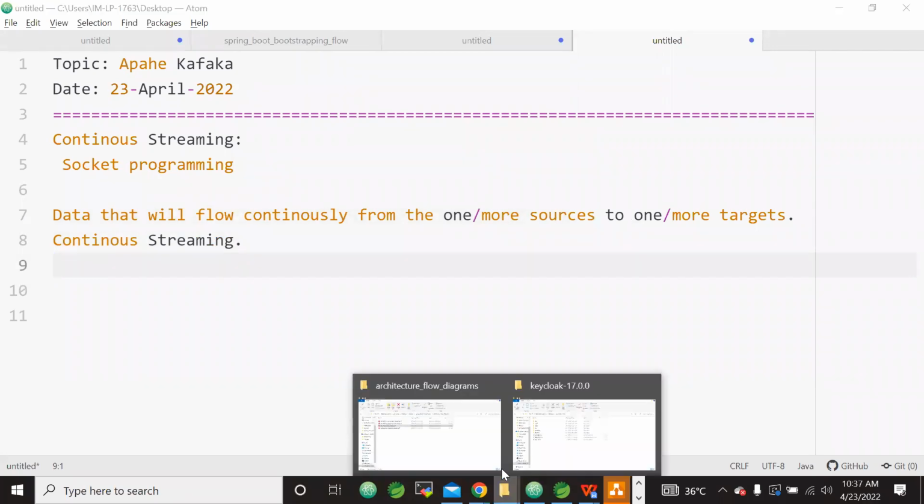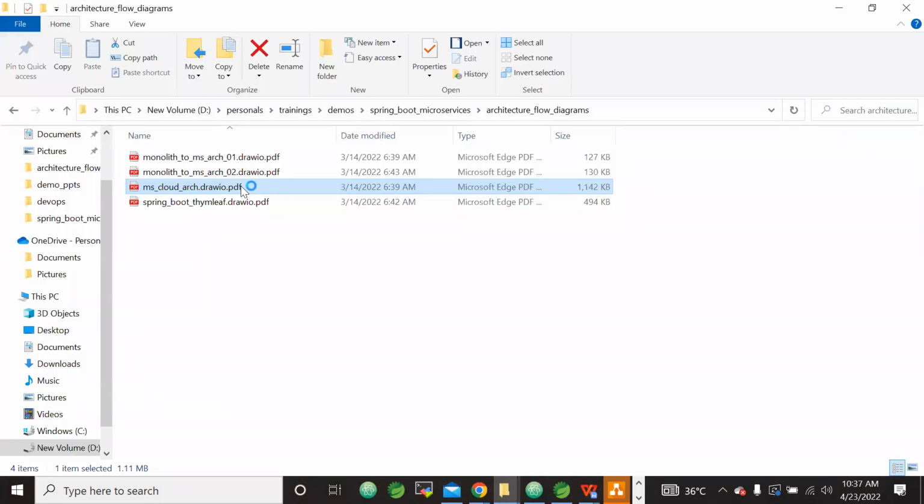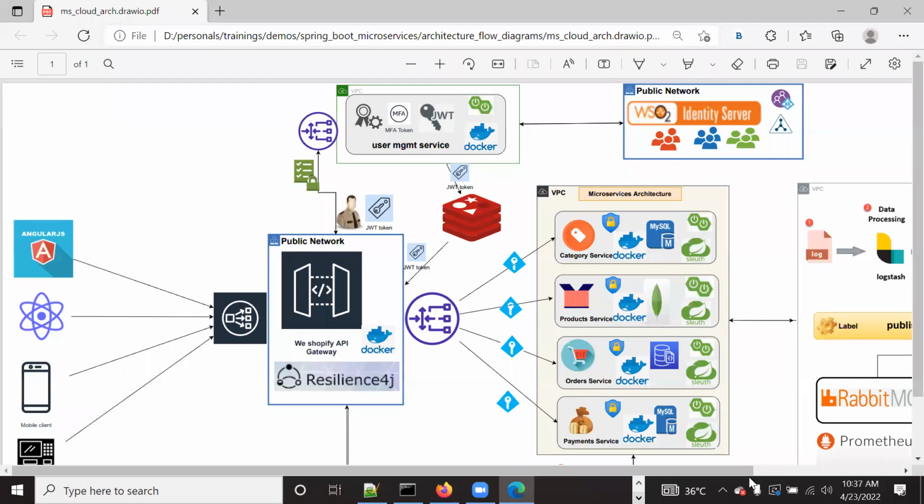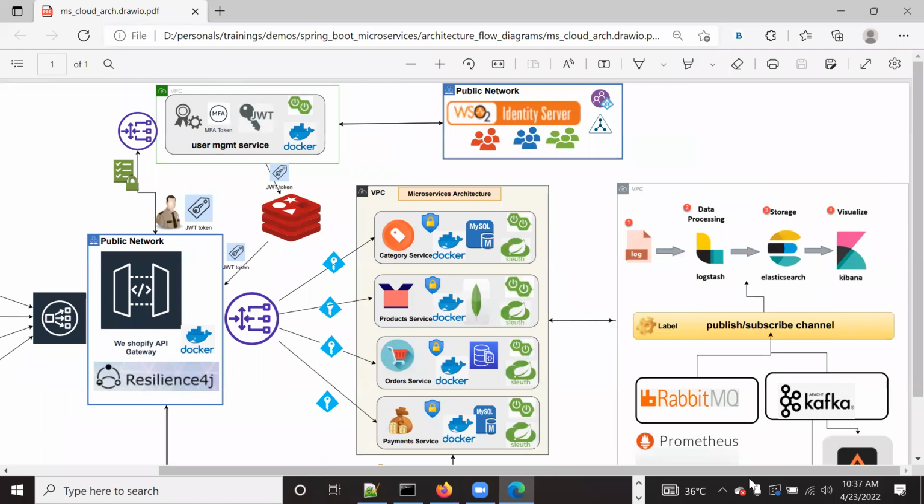So let me share one architecture with you. Usually, in the microservices architecture, we have various challenges. One of such challenges for us is addressing asynchronous communication in microservices. What does it mean, sir? If we look at this architecture diagram, there are the category service, product service, order service, and payment service. The product service needs to call the category service.